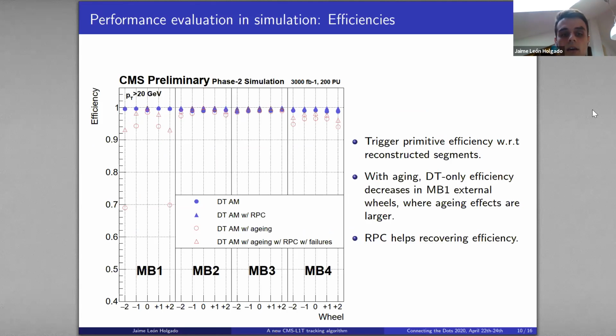So here, as I said, I'm showing the trigger primitive efficiency with respect to reconstructed segments. For instance, in the MB1 standard wheels, we see that when we apply the end of HL-LHC aging, the DT only efficiency decreases quite a lot, it reaches 70%, because these are the chambers, if you go to the backup, that are more expected to suffer from the aging. But when on top of this we add the RPCs, the efficiency recovers up to 92%, let's say. But in general, the efficiency reaches 98% at most, which is on the bottom level.